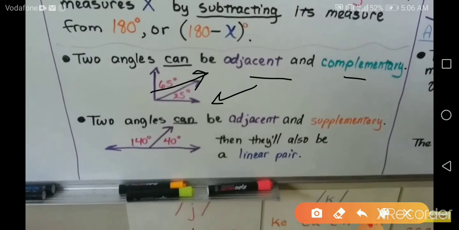Don't forget that two angles can be adjacent and supplementary. Here I have 140 degrees, and here 40 degrees, which gives me 180 degrees, which is supplementary, and they can also form a linear pair. As we remember, the two angles have a common ray, and the two other rays go in different, opposite directions.